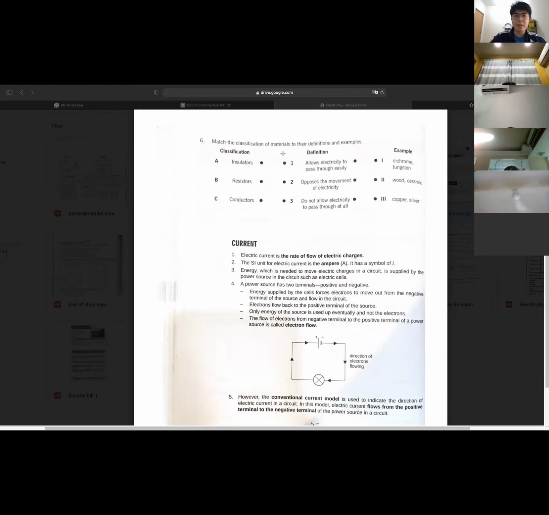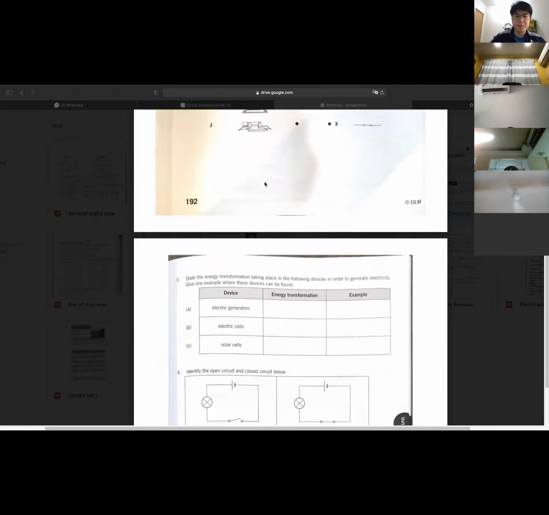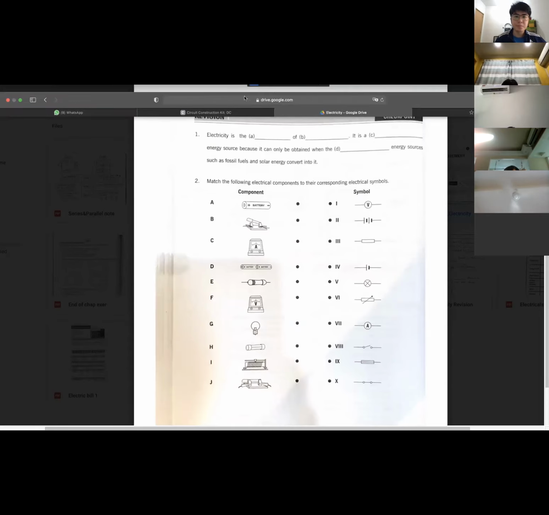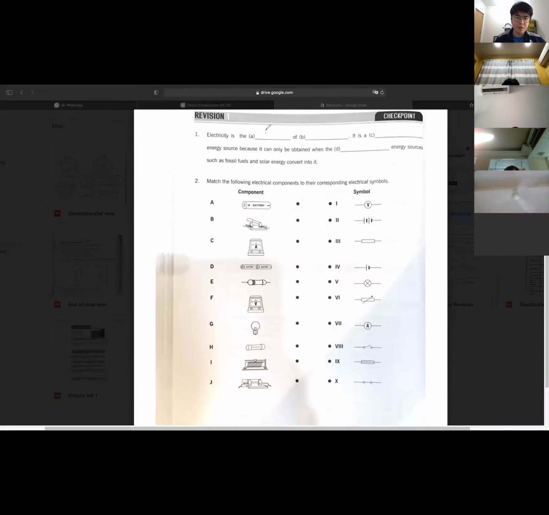Okay, we haven't discussed the answers for this one. So number one, electricity is the flow of charges. It is a secondary energy source, because it can only be obtained when primary energy sources such as fossil fuel and solar energy are converted to it. So it is a secondary. You always convert from something.